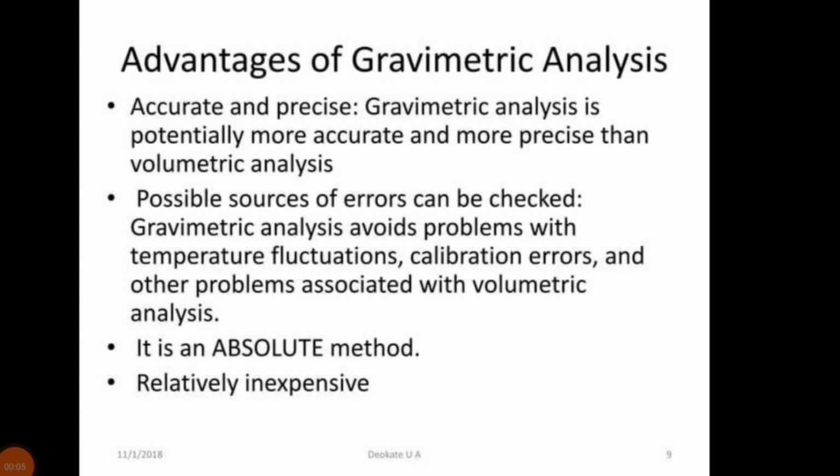In today's class, I will discuss the advantages of gravimetric analysis. Accurate and precise: gravimetric analysis is potentially more accurate and more precise than volumetric analysis. Possible sources of error can be checked. Gravimetric analysis avoids the problems with temperature fluctuations, calibration error, and other problems associated with volumetric analysis. It is an absolute method and relatively inexpensive.